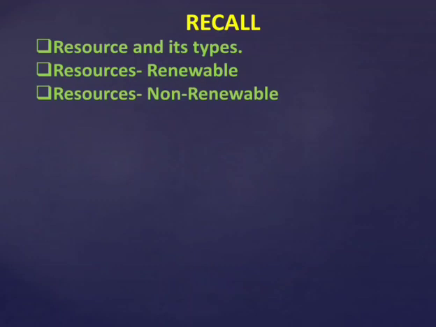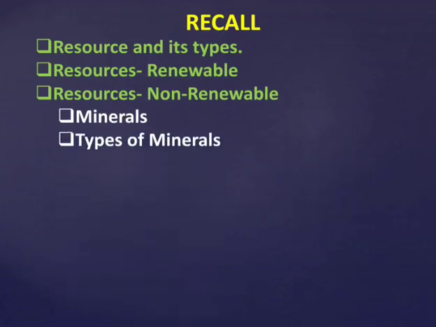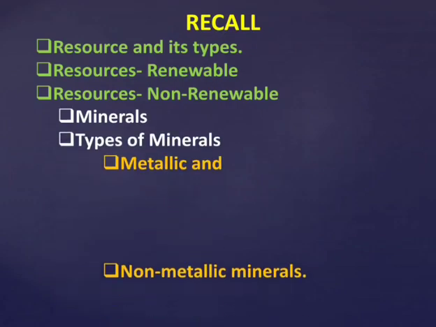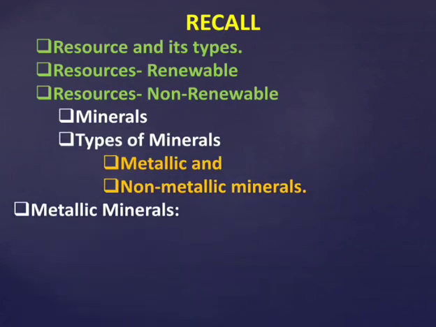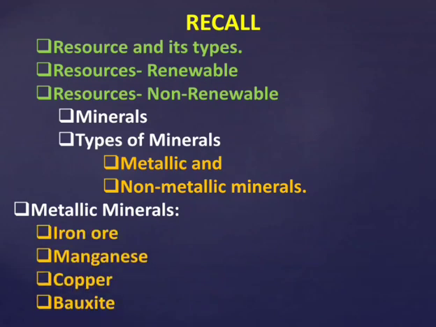Today in class we discussed resources. What is meant by resources? There are two types of resources: renewable and non-renewable. Renewable means reproduced again and again. Non-renewable resources means once we use them, we cannot reproduce them again after utilization. Then we discussed what minerals are and the types of minerals.